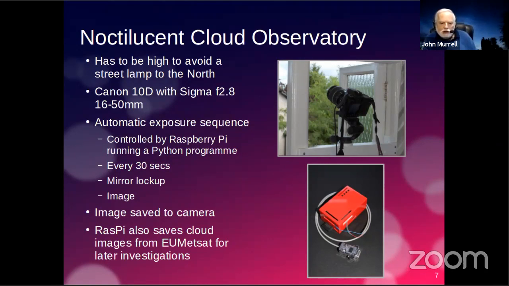It's a bit knife and fork, and it's wonderfully sophisticated, but if you want to change things, you have to edit the code to do things like change the time between the images. But the one thing it does do that you can't normally do with one of these off-the-shelf interval boxes that you can buy is a mirror lockup.